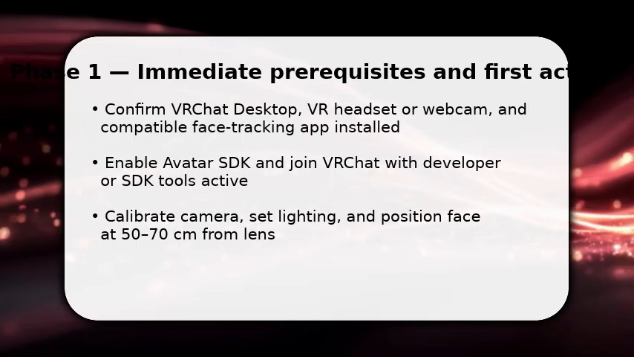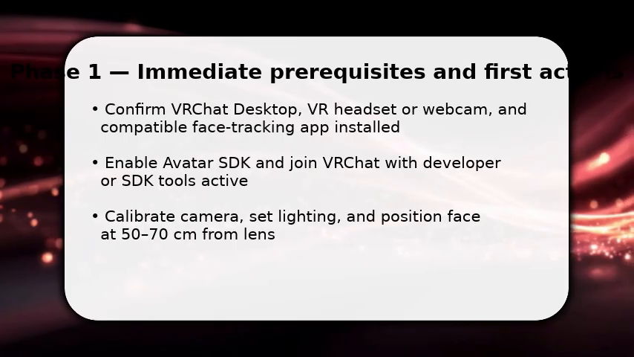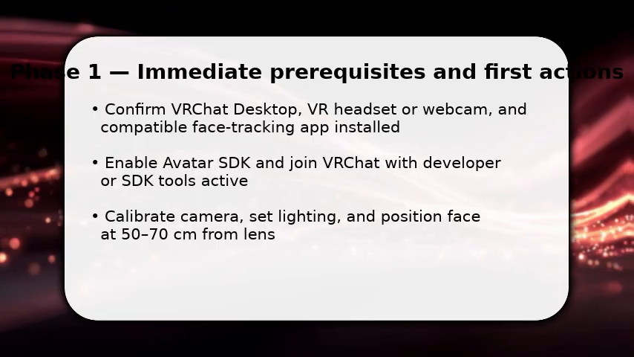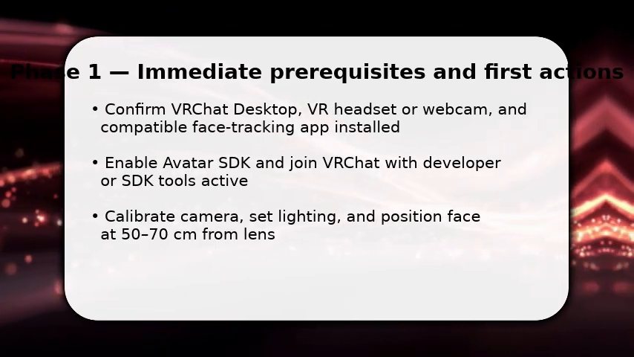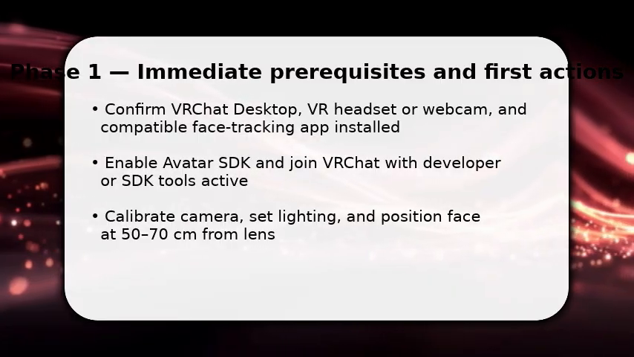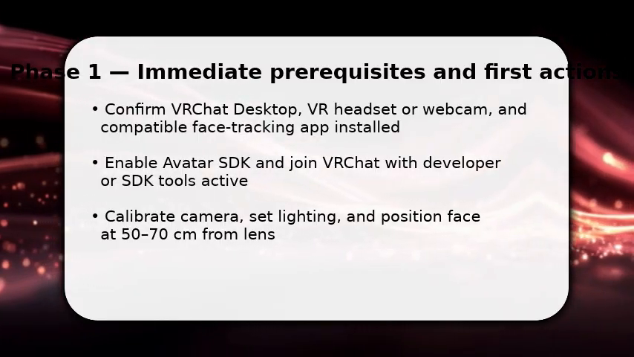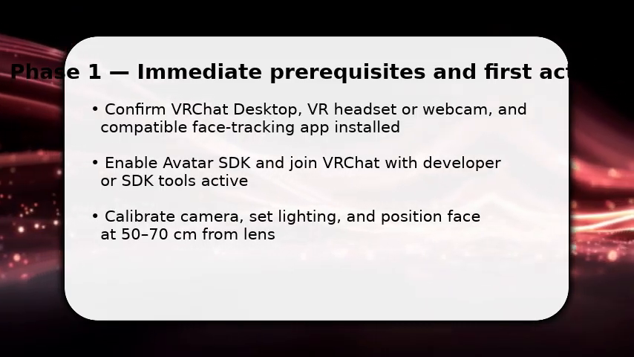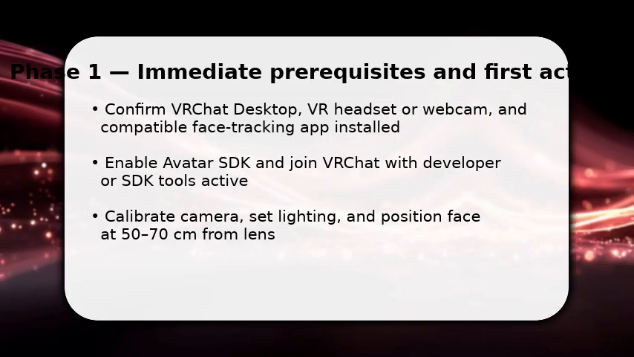You begin by gathering essentials: VRChat, a webcam or VR headset with face tracking, and the tracking app. Connect the camera, then open the tracker so it feeds live data into your PC. Once done, start VRChat in desktop or VR mode and enable the Avatar SDK tools. This lets you accept incoming tracking streams.